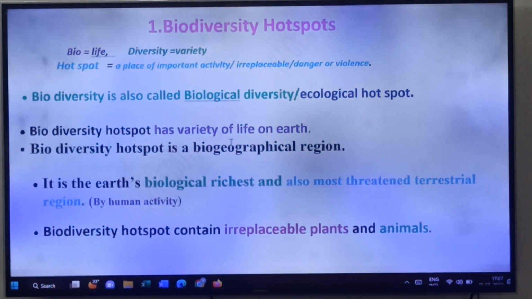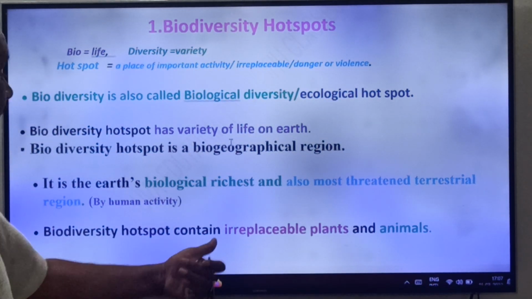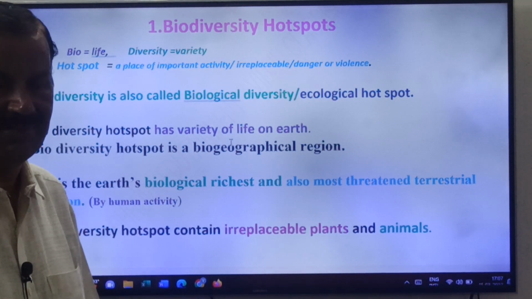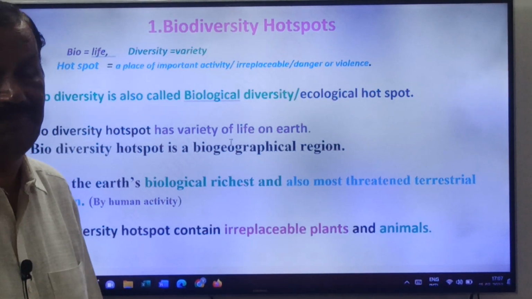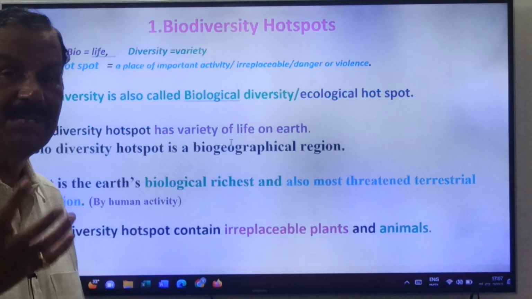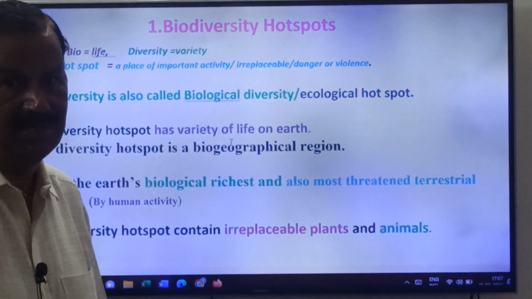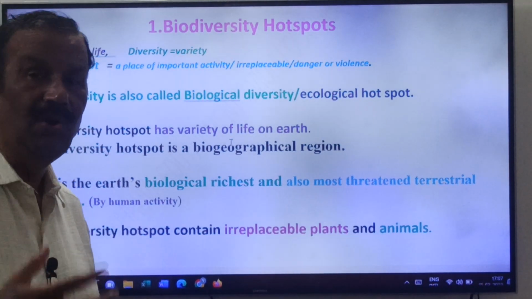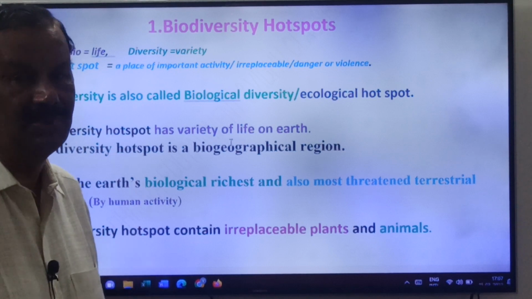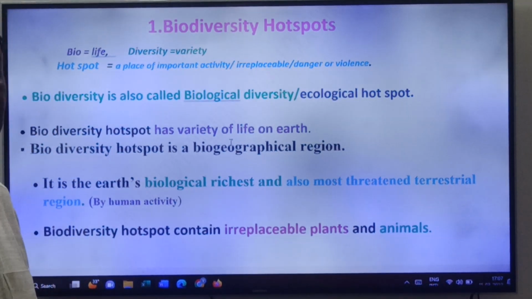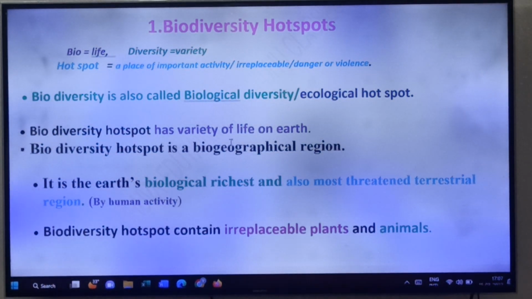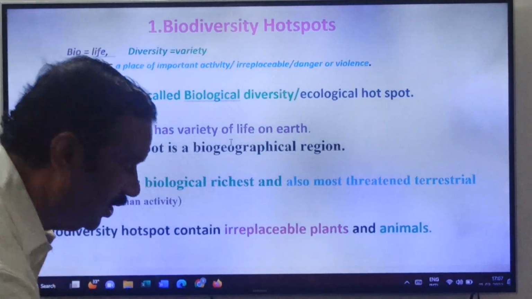Biodiversity hotspots contain irreplaceable plants and irreplaceable animals. The plants and animals present in biodiversity hotspots, if we lose them, we can't get them back. So irreplaceable plants and irreplaceable animals are present in the biodiversity hotspots.